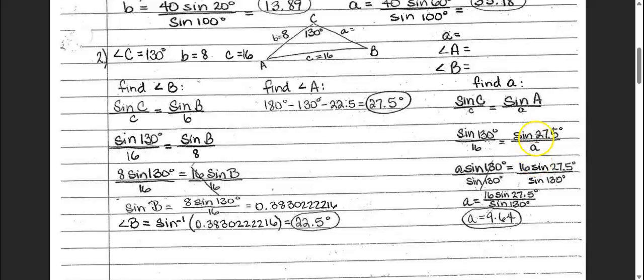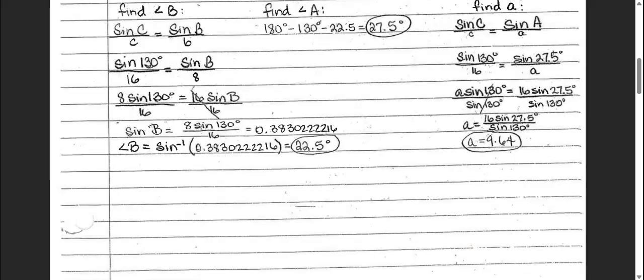And then we're going to cross multiply again. So we'll get A sine 130 equals 16 sine 27.5. To get A by itself right here, we're going to divide both sides by sine 130. Throw this whole thing into your calculator at one time, and it will tell you that side A is 9.64.